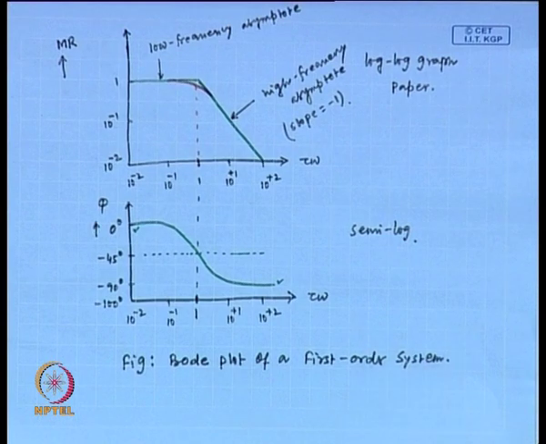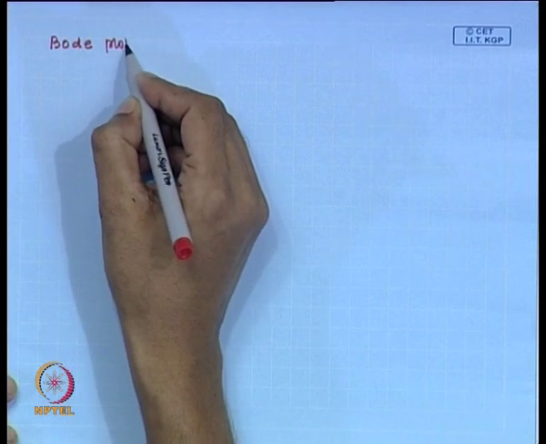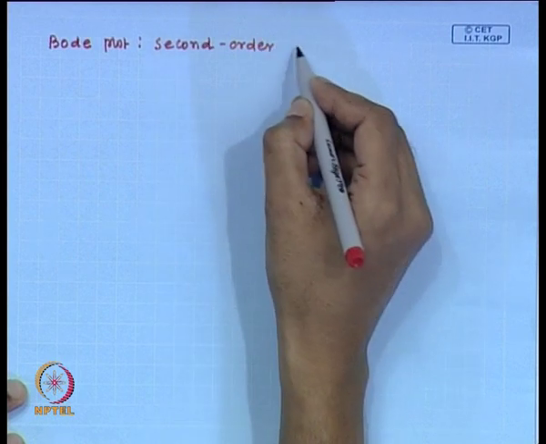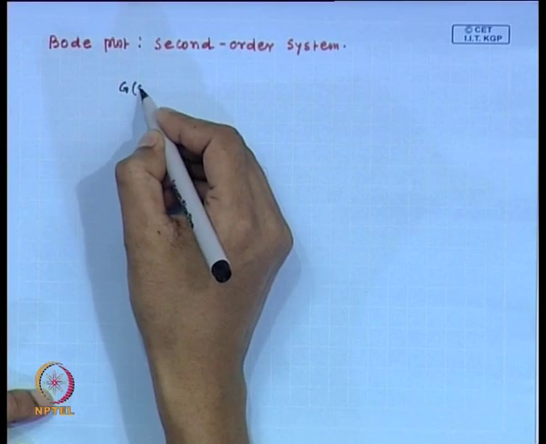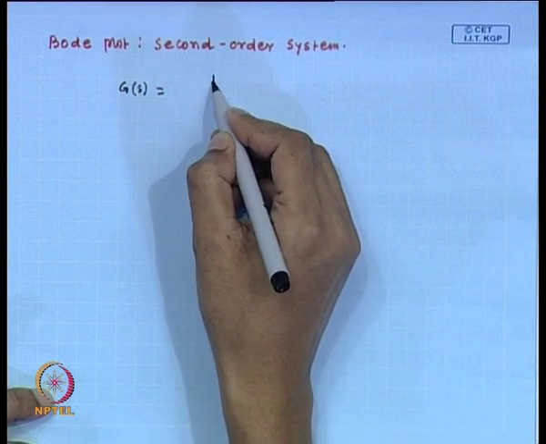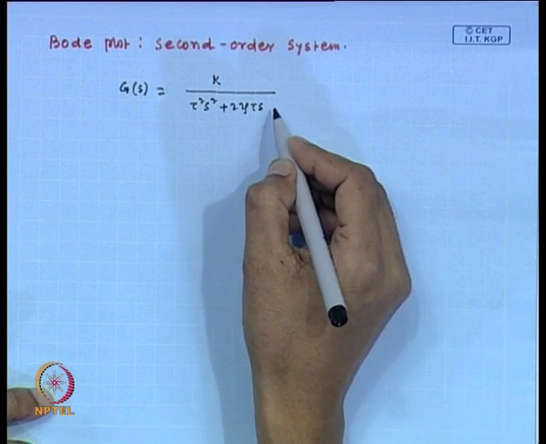In the next, we will discuss the construction of Bode plot for a second order system. So, the transfer function of a second order system we considered earlier takes this form, I mean G(s) equals k divided by tau square s square plus 2 zeta tau s plus 1.